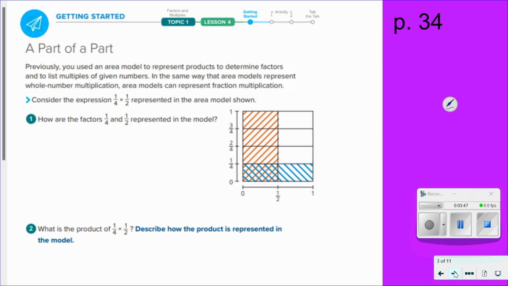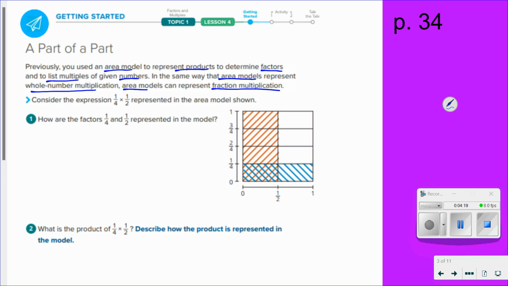So if you think back, one of our very first lessons we did together, we did the area models, right? To show how we were multiplying numbers. We used that for the distributive property. So we use the area model to represent products, to determine factors, and list the multiples of given numbers. In the same way area models represent whole number multiplication, area models can represent fraction multiplication. So we're going to go through this process to help everybody understand the why of the answers that we get.